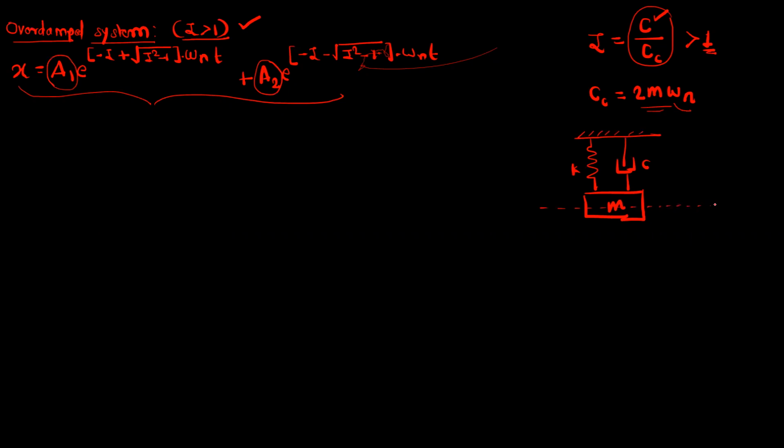And this is the static equilibrium position. Now we will assume the initial conditions. At time t equal to 0, we will assume the initial displacement x to be x0. So x0 is the constant value of the displacement, which is given to the mass at the initial time where t is equal to 0.